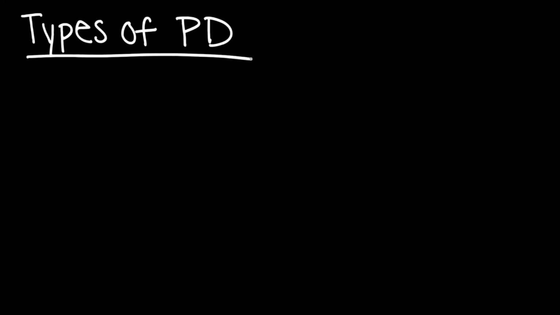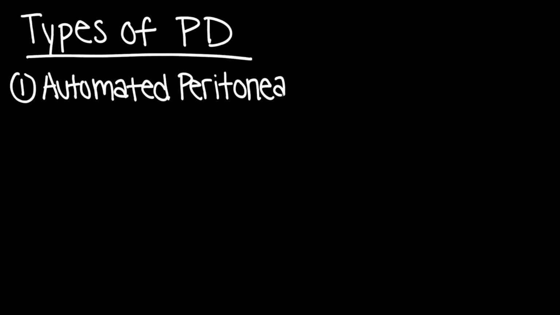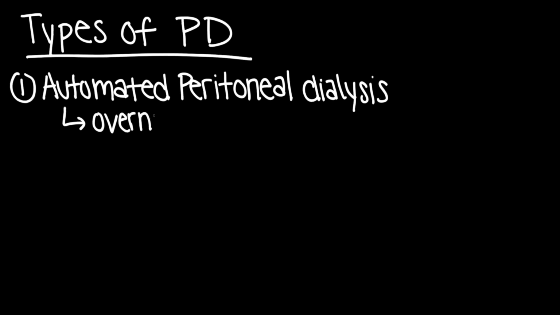The first, which is what we see in 95% of our pediatric patients, is automated peritoneal dialysis. This form of PD uses a machine called a cycler to perform multiple overnight exchanges, and usually leaves a small amount of peritoneal fluid in the abdomen during the day.